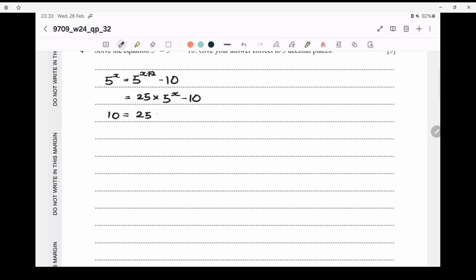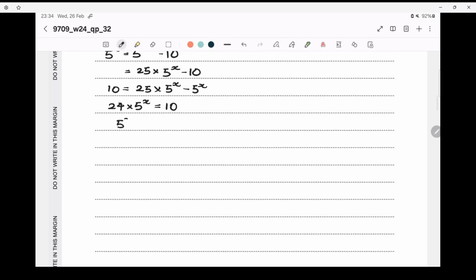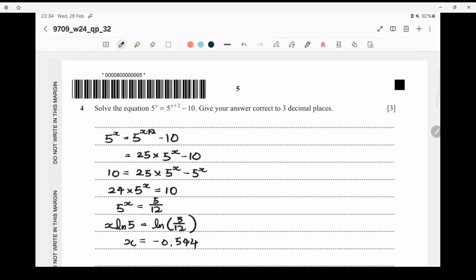On the right side will be 5 power x. So then you will have 24 times 5 power x equals 10, or 5 power x is 5 divided by 12. So taking the natural logarithm, you will have this. So x will be minus 0.544 up to 3 decimal places.